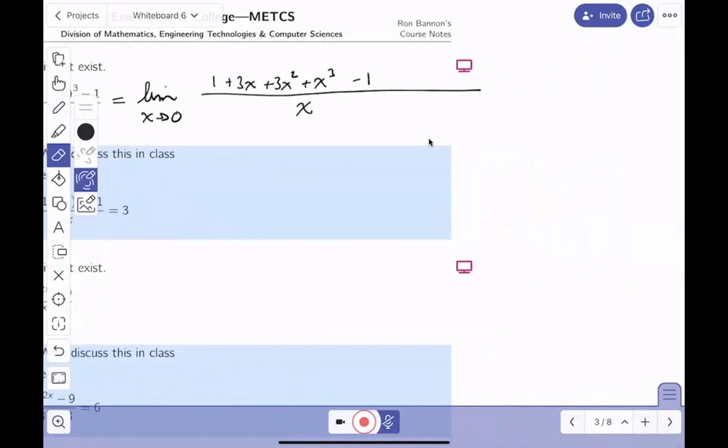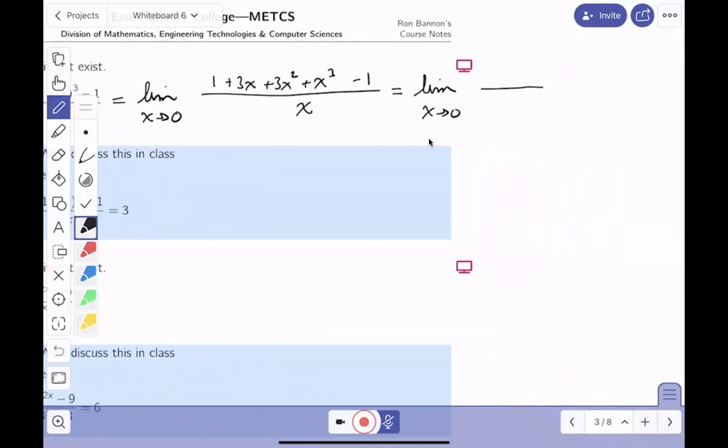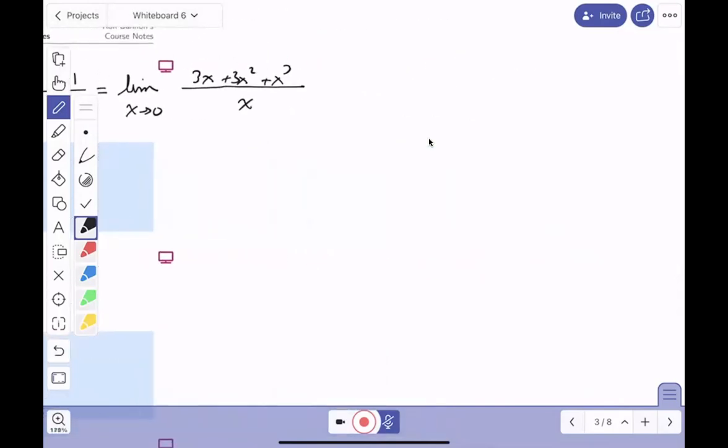I'm looking at the top. Let me erase this business over here. This is going to be equal to the limit as X goes to 0. And the ones cancel. What do you get? 3x plus 3x squared plus x cubed over x. I'm going to divide through by x now. It's still a limit problem, by the way. We're not done. 3 plus 3x plus x squared. Well, limit law is applied now. I get 3. All right.